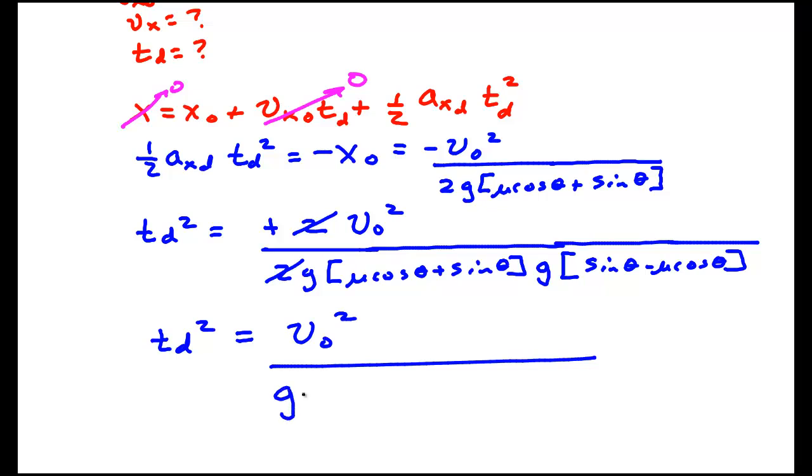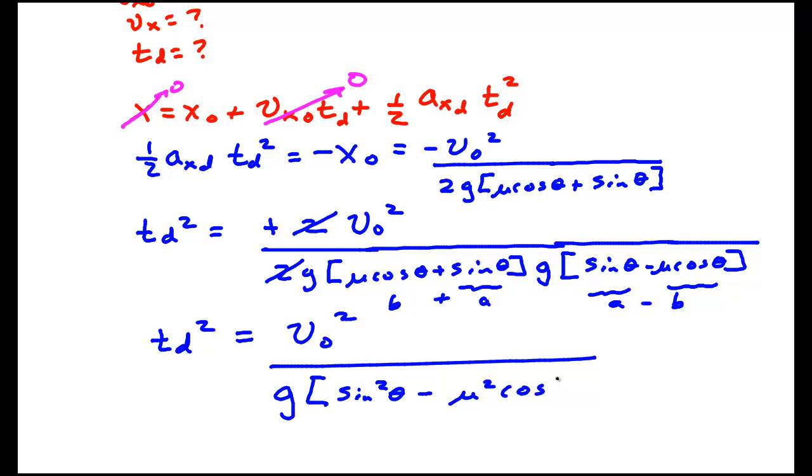This term here looks like A plus B, and this looks like A minus B. When you take A minus B times A plus B, you get A squared minus B squared. So doing that, I get sine squared theta minus mu squared cosine squared theta. So it doesn't really look as bad as you might think, like I said.